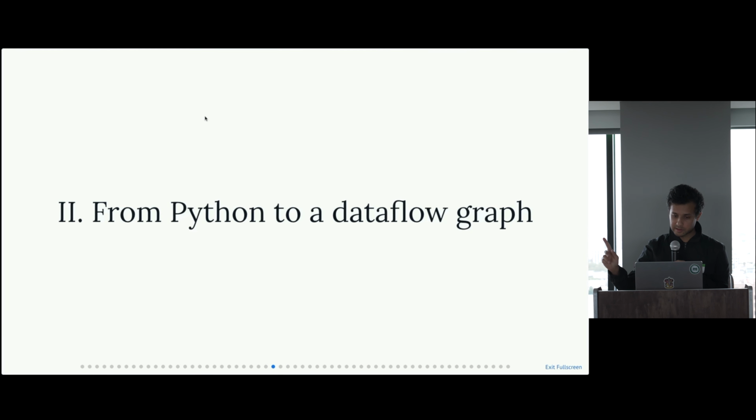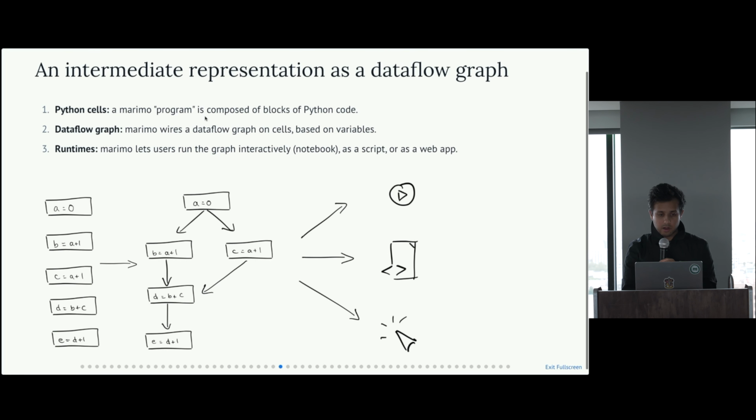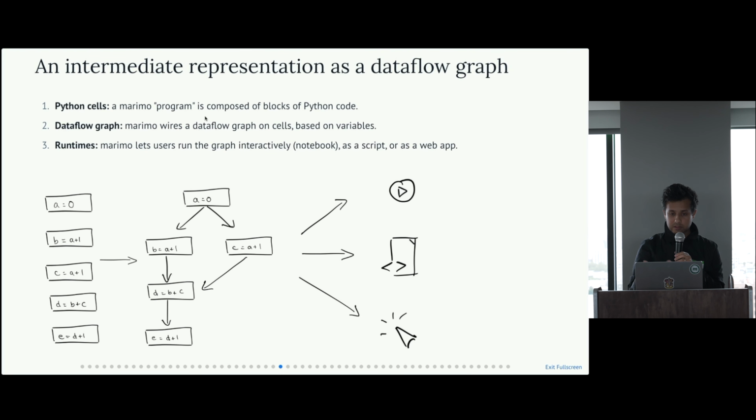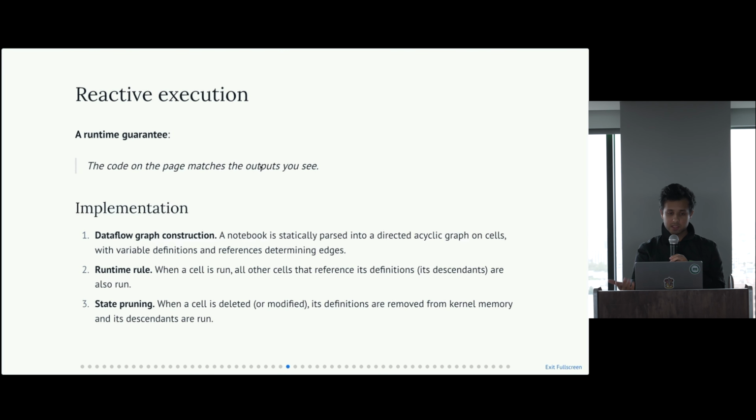Okay. Now a bit about the implementation: from Python to a Dataflow graph. A Marimo notebook is really just a Python program composed of blocks of Python code. For example, here on the left, we wire a Dataflow graph on cells based on variable definitions and references. The runtime lets users use the graph interactively, as a notebook, as a script, or as a web app. For reactive execution, which is the property that the code on the page matches the outputs you see, you can also think of it as automatic execution.